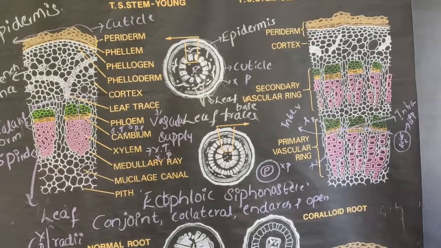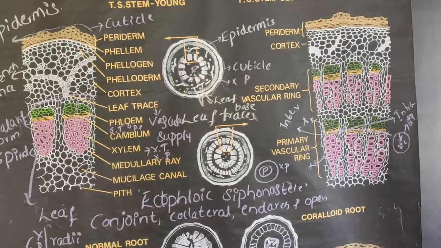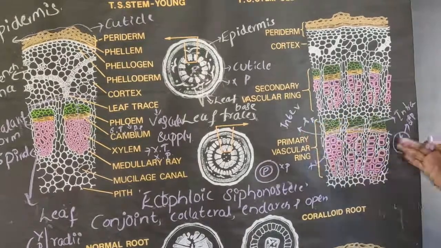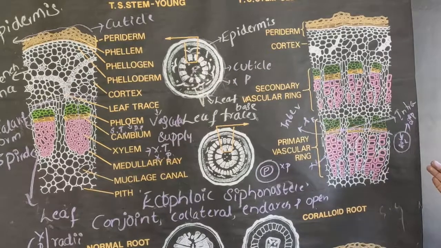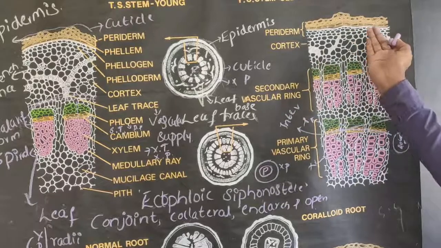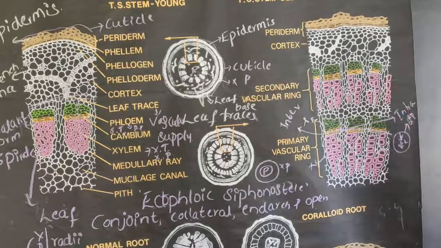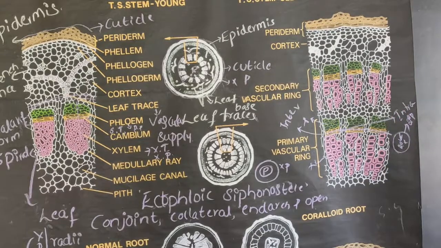So this is about the secondary growth in case of cycas stem. Because of the secondary growth, secondary vascular rings are formed in the vascular cylinder, and phellem and phelloderm are formed in the cortical region. Because of the formation of secondary rings, the girth of the stem will increase. So this is about the secondary growth in stem of cycas. In the next class we will study the anatomy of rachis and the leaf.